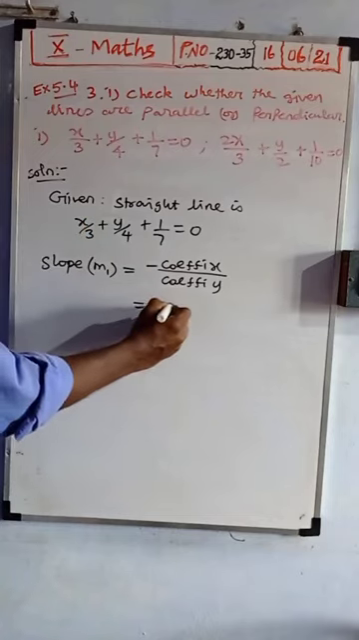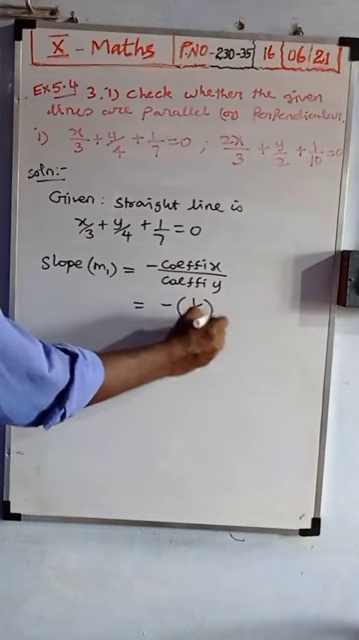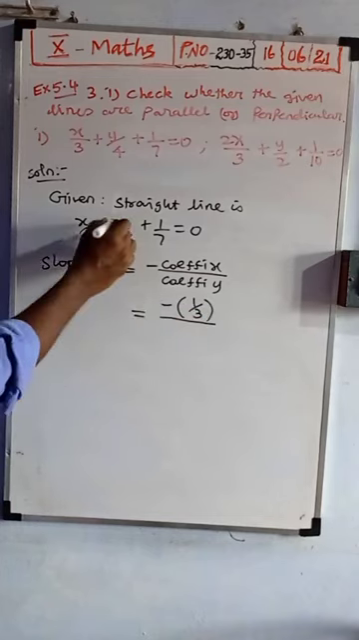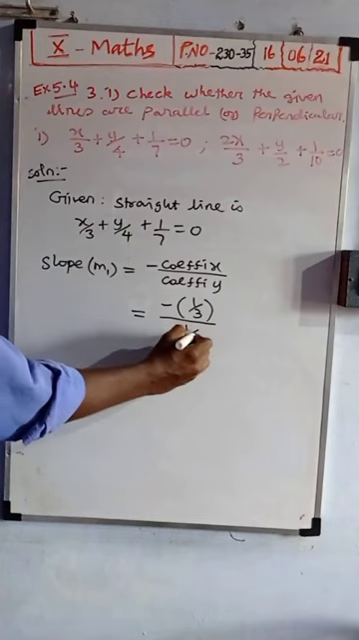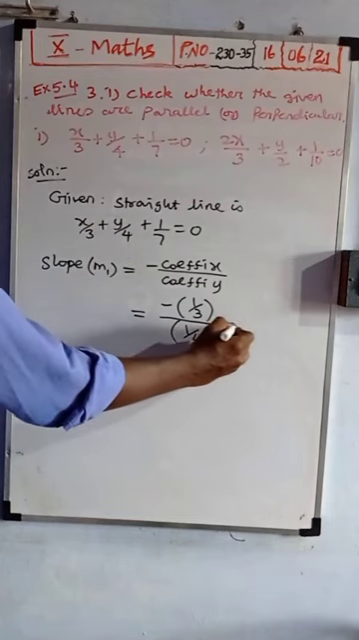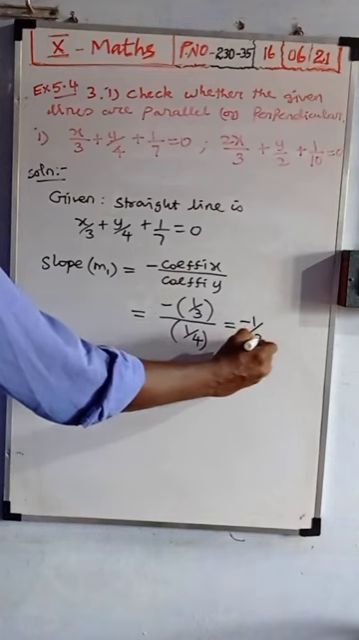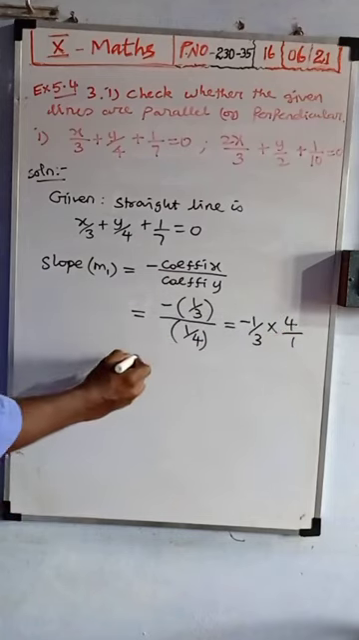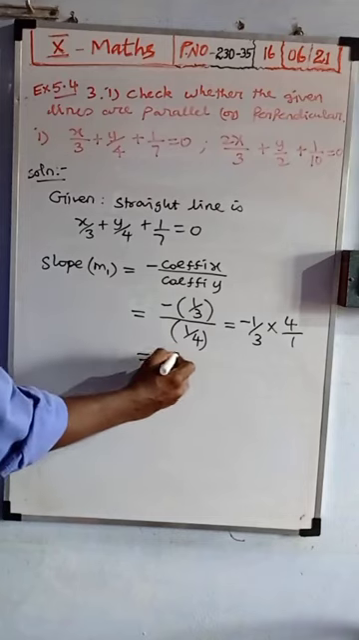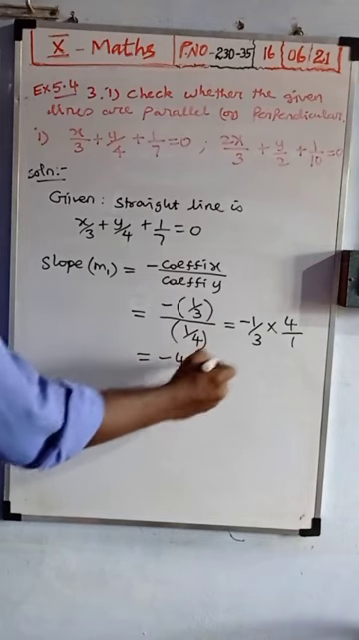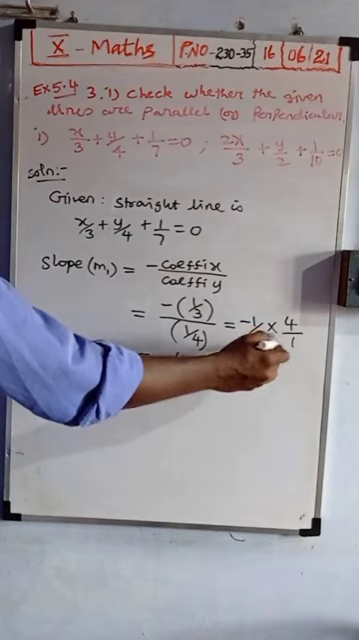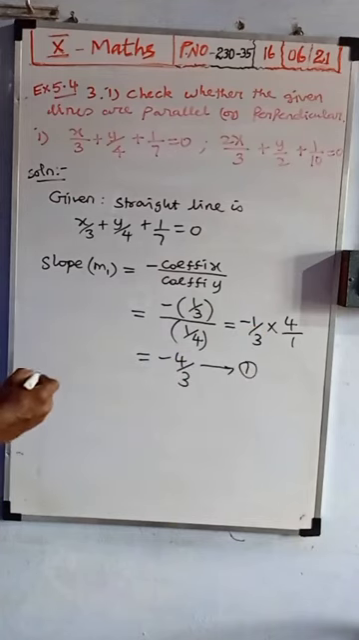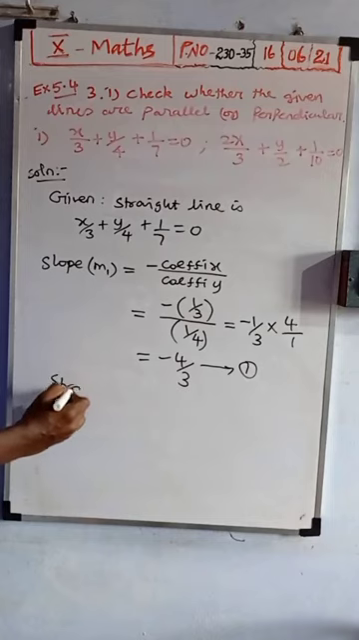So by the formula, minus x coefficient 1 by 3 divided by y coefficient, which is 1 by 4. Then take the reciprocal: minus 1 by 3 into 4 by 1. It cancels, and we get minus 4 by 3. That is minus 1 into 4, minus 4 divided by 3 into 1, which is 3. This is equation 1. Now the next straight line.